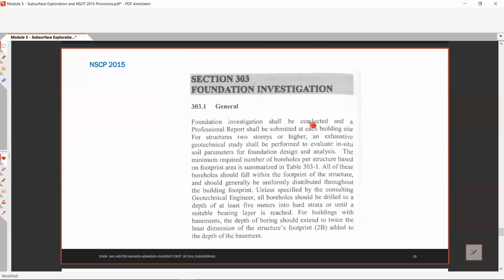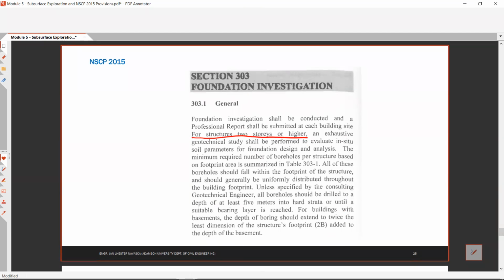Okay, and also this NSCP 2015 Foundation Investigation. The foundation investigation shall be conducted and a professional report shall be submitted at each building site. Take note, based on the building codes, for a structure that is 2 stories or higher, an exhaustive geotechnical study shall be performed to evaluate the in situ soil parameters for the foundation. So in other words, if your building is 2-story or higher, you need to get a geotechnical report or geotechnical study in the site. Okay, so that is based on the building codes.